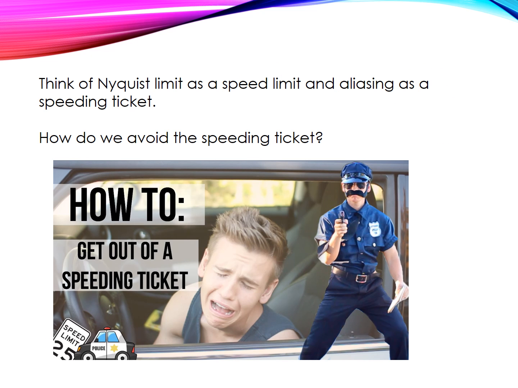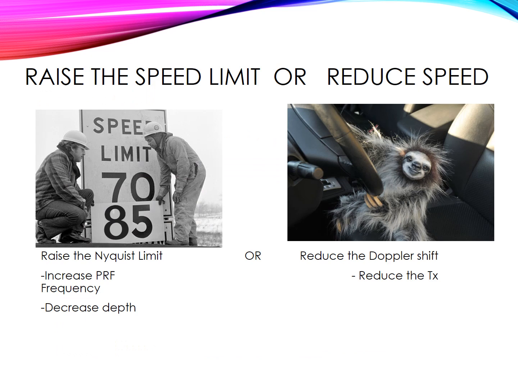So if it helps, we'll cover those 5 ways again, and we can think of it in a different way, as if the Nyquist limit was the speed limit, and you're about to get a ticket, which would be our aliasing. So how do we get out of our speeding ticket? The biggest two things that we're going to look at to avoid getting our speeding ticket is that we're either going to raise the speed limit or reduce our speed.